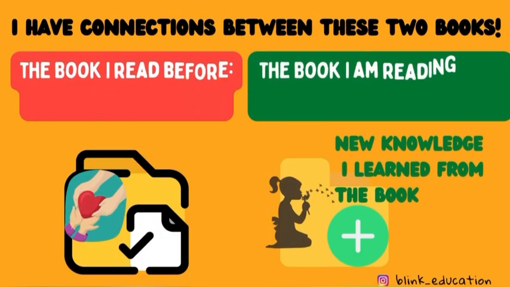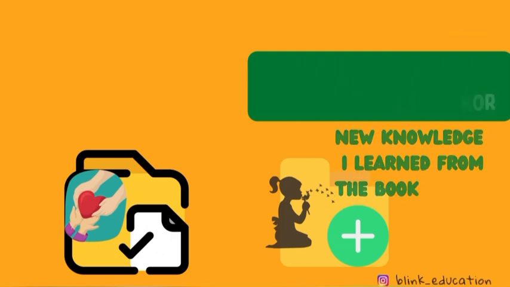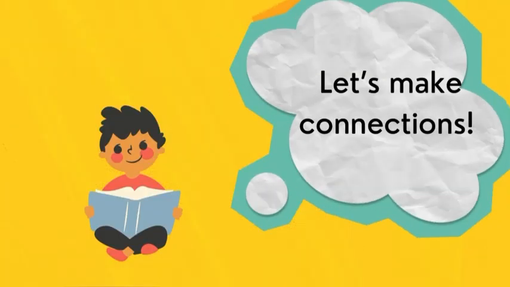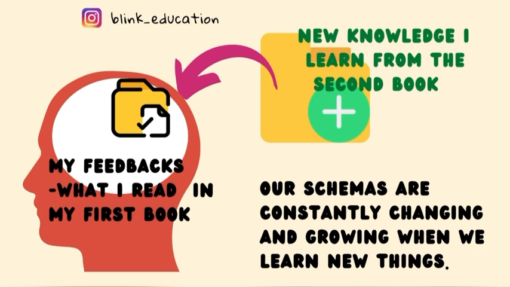I have connections between these two books. The book I read before, Stay by Bobby Pyron. The book I'm reading now, Wish by Barbara O'Connor. Let's make connections. This is what I read in my first book, Stay by Bobby Pyron, and the new knowledge I learned from the second book, Wish by Barbara O'Connor.